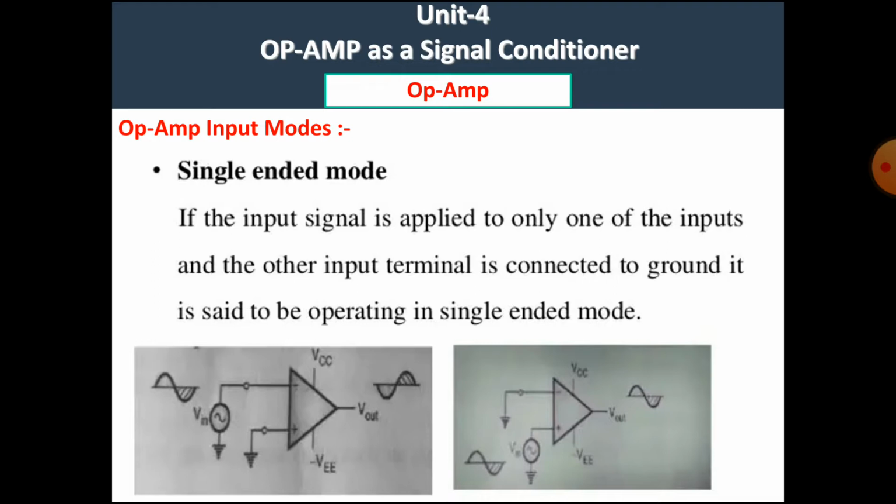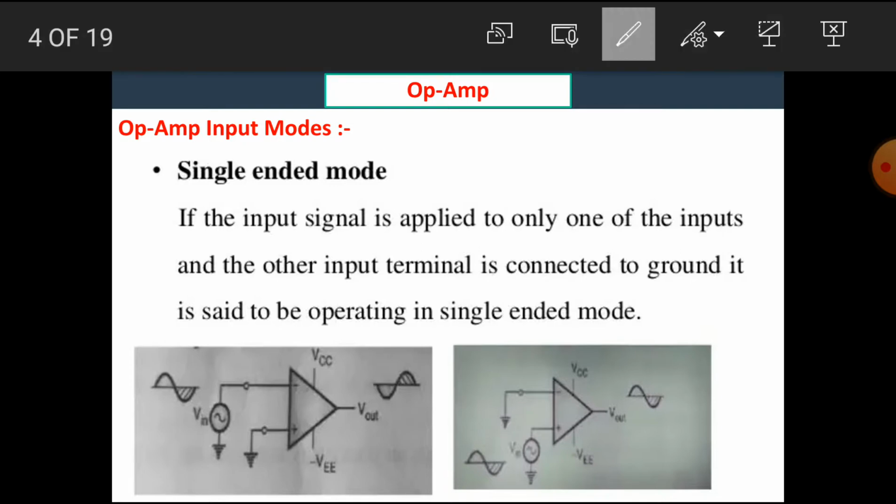Let's see the operational amplifier input modes. There are two input modes, single-ended mode and the double-ended mode. First one, let's see the single-ended mode. If the input signal is applied to only one of the inputs and the other input terminal is connected to ground, it's said to be operating in single-ended mode.